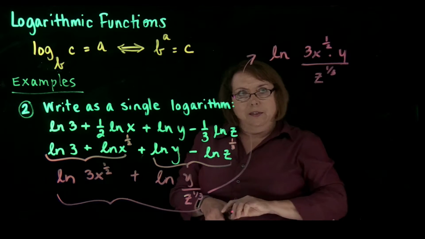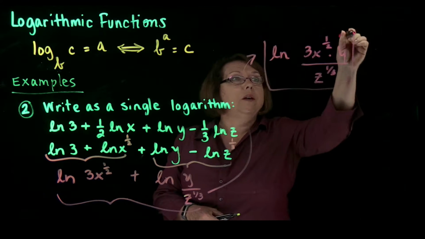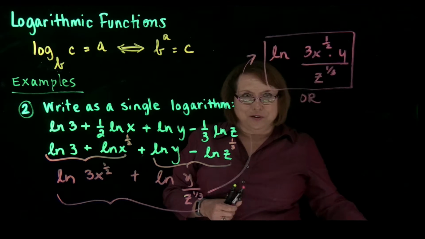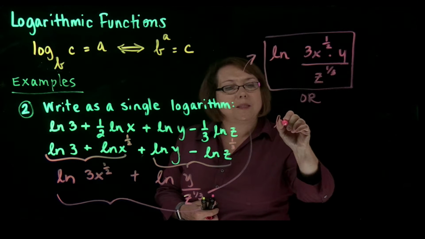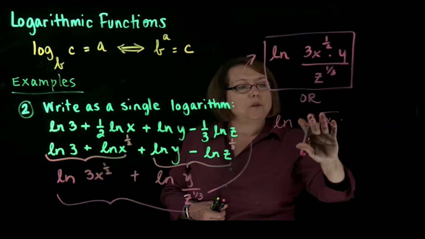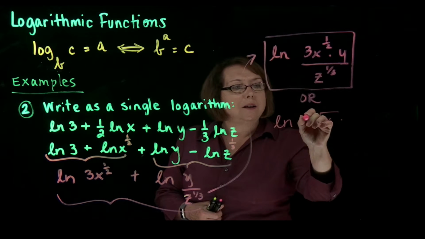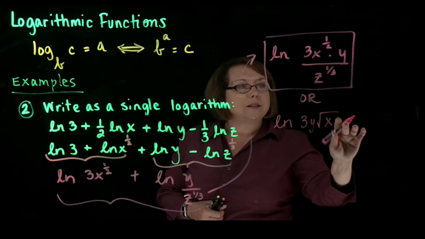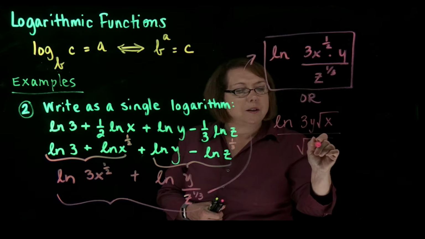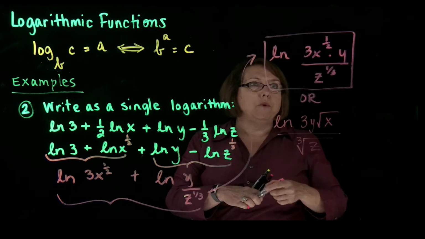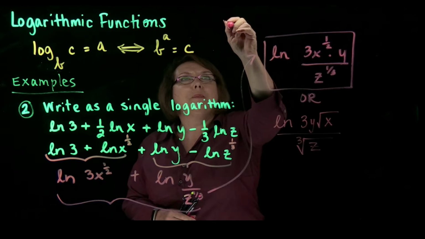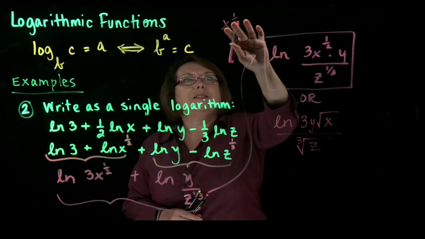We can express it like this, or we can express it with radicals. It will depend on what your instructor wants you to show. So this would become 3y times the square root of x divided by the cube root of z. Remember, the 1/2 power means a square root. So x to the 1/2 is equal to the square root of x.